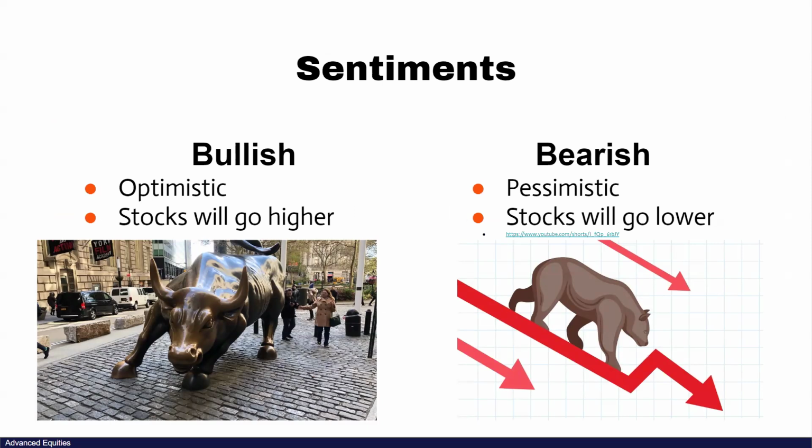Sentiment. A bullish sentiment is typically associated with optimism about the future of the stock market. You believe that stocks will go higher, and in that instance, you're buying stocks from the broker. In a bearish sentiment, you are pessimistic. You think that stocks will go lower, and in that instance, you are shorting a stock, is what it's called. And to supplement that, I have a short video, and I think this will help.